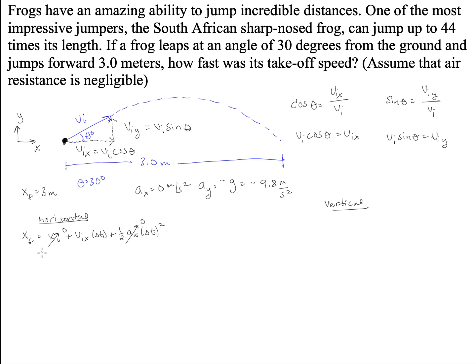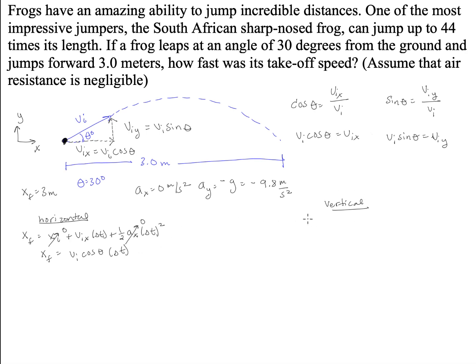And this equation just cleans up to x final equals v initial in the x direction, which I now know is vi cosine theta, times delta t. All right, so this is looking a little bit simpler, but I don't know vi and I don't know delta t, so it looks like I have two unknowns and only one equation. So I need another equation. Where is that going to come from?